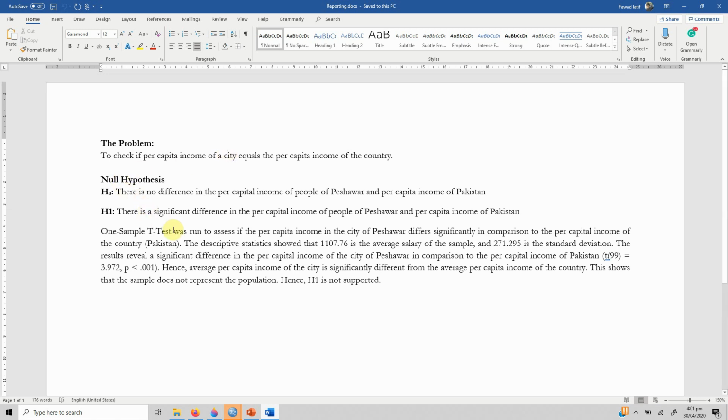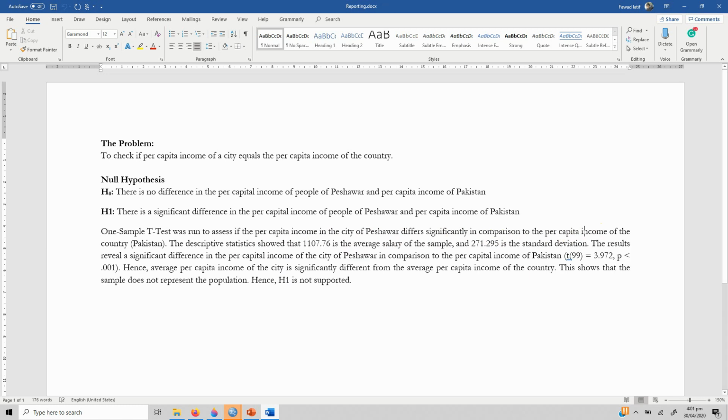A one sample t-test was run to assess if the per capita income in the city of Peshawar differs significantly in comparison to the per capita income of the country, Pakistan. The descriptive statistics show that 1107.76 is the average salary of the sample and 271.295 is the standard deviation. The results reveal a significant difference in the per capita income of the city of Peshawar in comparison to the per capita income of Pakistan.